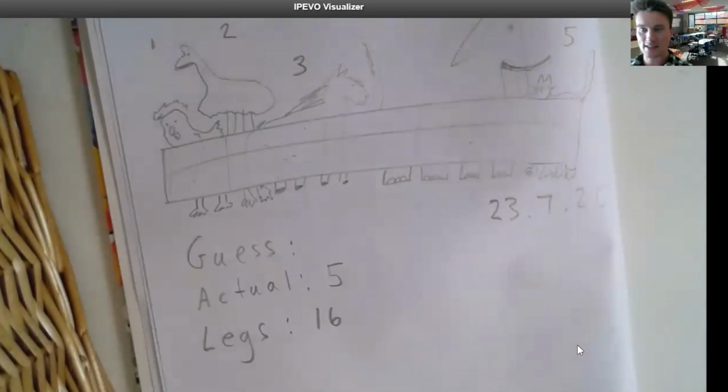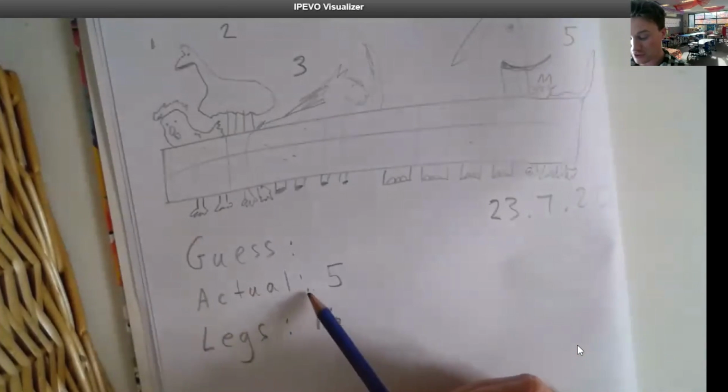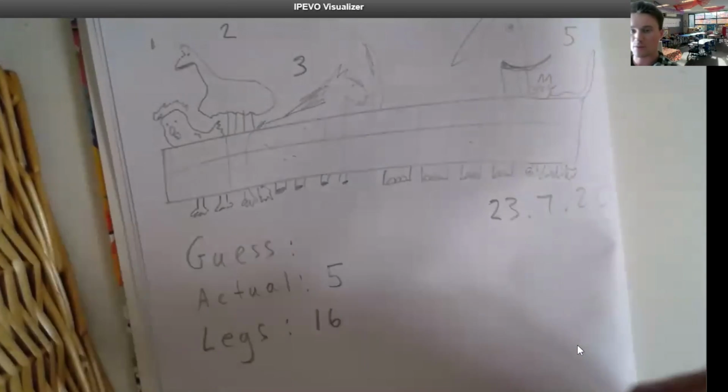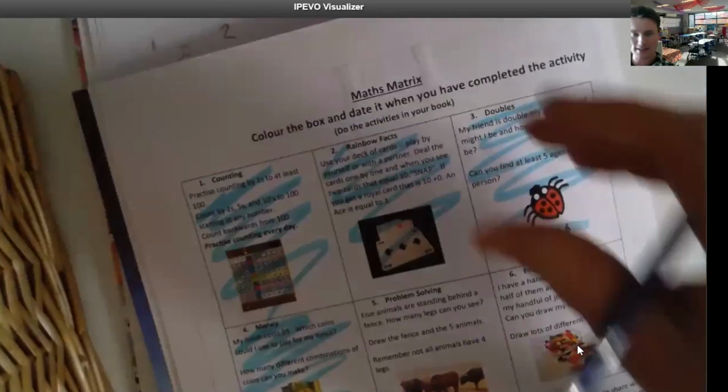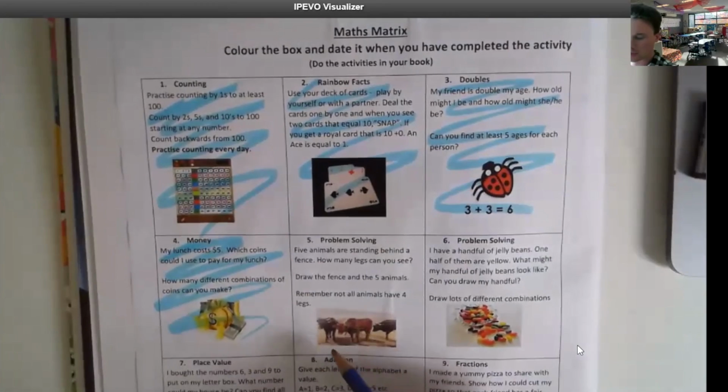Brilliant. There we go. So you've guessed how many animals. We've written the answer of how many, and we've written the legs as well. Now let's go back to our homework sheet and do the next part, because we sort of broke this one up. It's a very big question.